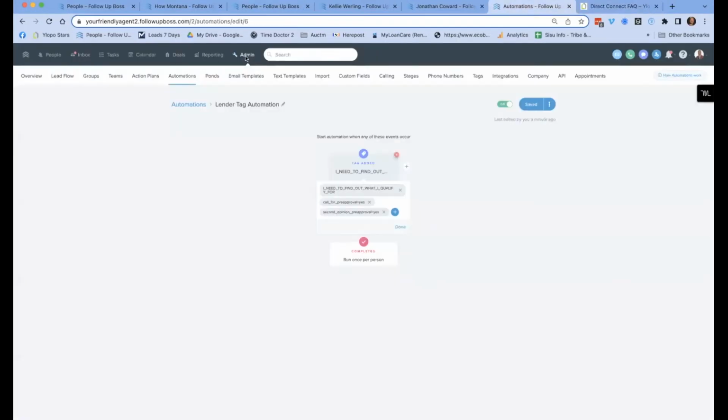So with these two tags at the top, I created an automation. I went to admin automations and I said, anytime you see one of these tags, I want you to do a lender automation. The lender automation action plan, all it does is it adds my lender. So the lender is now on the lead. It creates a note that notifies my lender, this lead is asking you to call them, right?